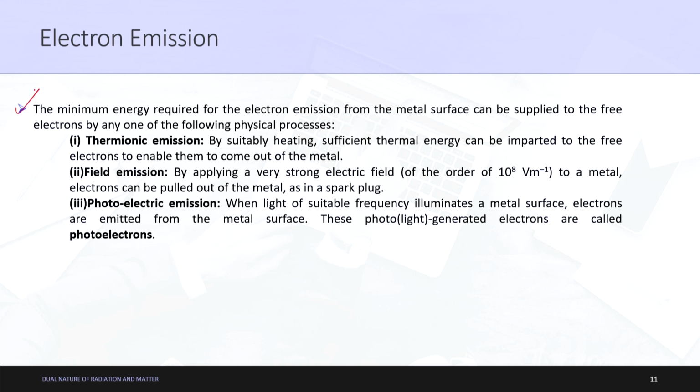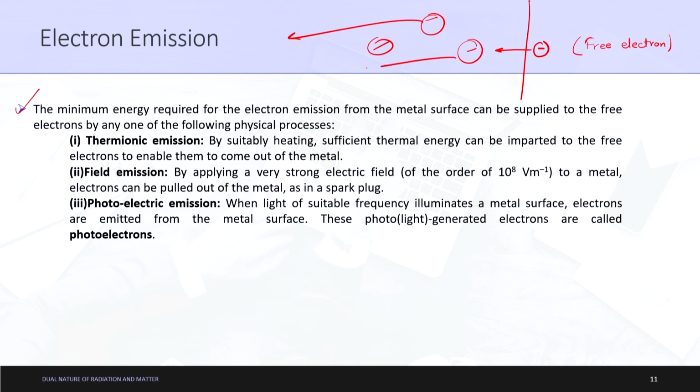Before explaining these three processes, what is the basic requirement, and why are we trying to do this? Let us suppose this is one of the electrons. This is called a free electron. What is our purpose? Let us suppose it is on the metal surface. We are trying to remove it from this metal surface so that it can move, for example in a discharge tube, where it can supply current. The basic final result we want is to get the free electron out of this metal.